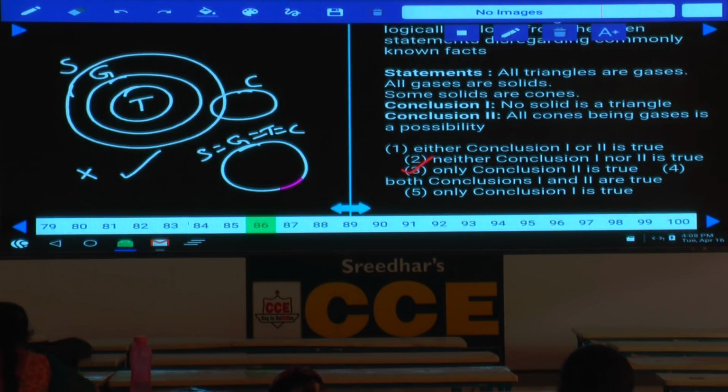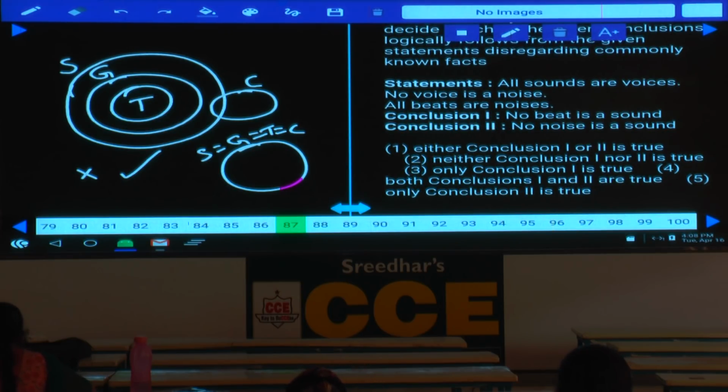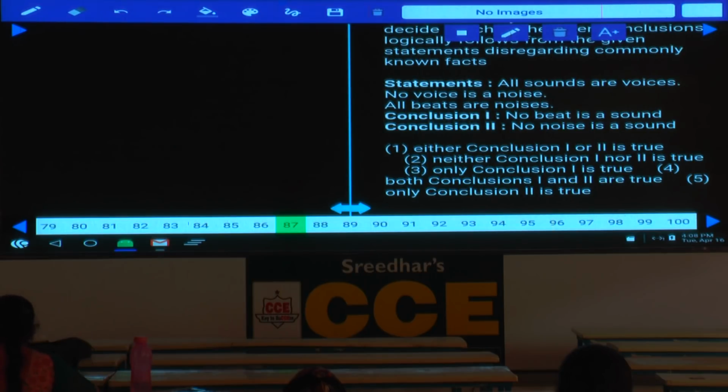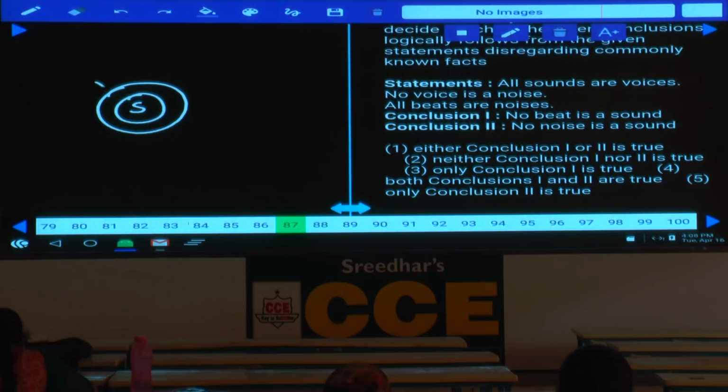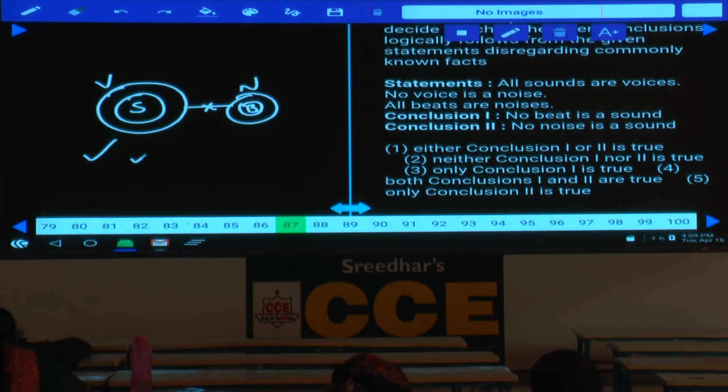Then 87. Now question number 87. All sounds or voices can be written like this. All these are the sounds which are voices. And no voice is a noise. No intersection between voice and a noise. And all beats are noises. All these beats are what? All beats are noises. Then first one, no beat is a sound, definitely true. And no noise is a sound, this is also definitely true.